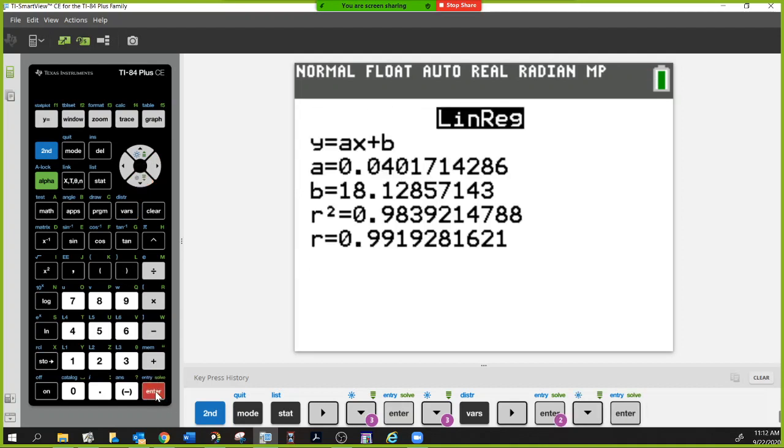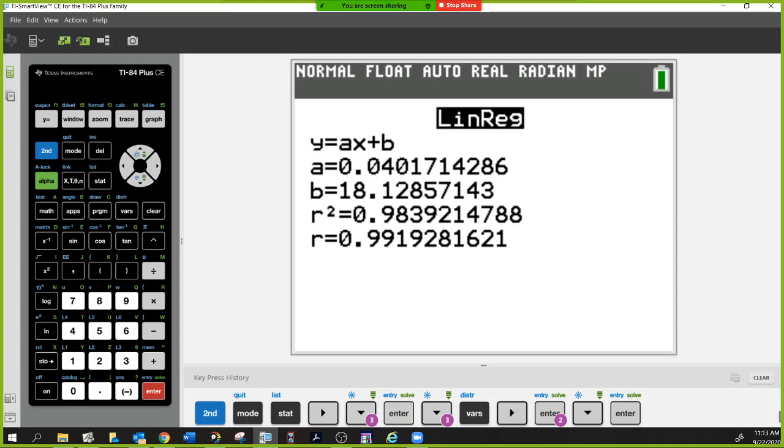Anyway, there we go. So remember, we're always rounding to 3 sig figs. So for our a value, technically it would be 0.0402. This 0 right here is not a sig fig. First sig fig would be the first non-zero term. So to round it to 3 sig figs, this 7 makes this 1 a 2. And our b would be 18.1.